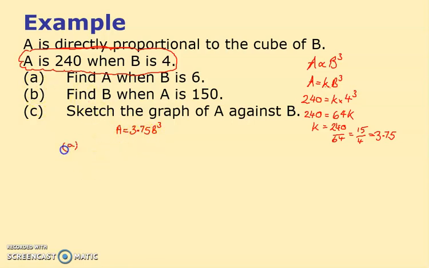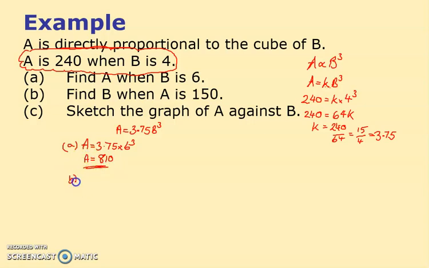My part A says find A when B is 6, so it's quite straightforward. A equals 3.75 times 6 cubed. See what that is. Times by 6 cubed, 810. So very simple once you get to that stage.